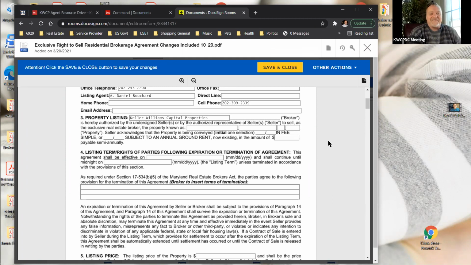Exactly. All right, property listing. Keller Williams Capital Properties is the broker, is hereby authorized by the undersigned sellers or by the representatives of the sellers to sell as exclusive real estate broker the property known as 123 Main Street, and it will be conveyed in fee simple and/or subject to annual ground rent. So the annual ground rent is not something that we run into a lot. There are some areas of Baltimore that have some ground rent.